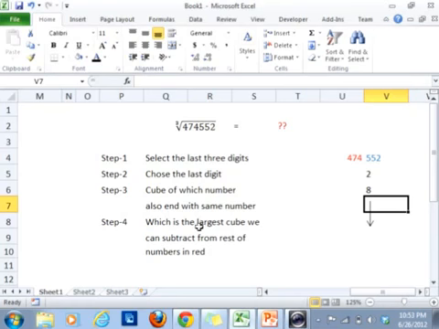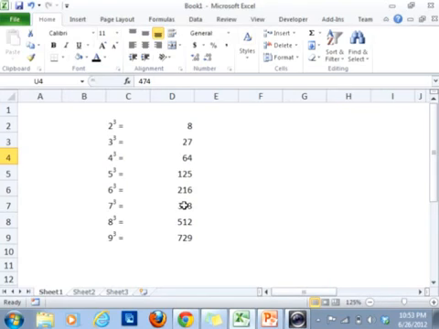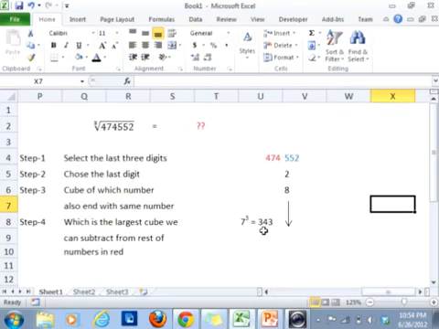And now, which is the largest cube we can subtract from the rest of the number in red? I have 474. If I go back to my table, the largest cube I can subtract from 474 is 343. We know that 7 cubed is 343 and 8 cubed will be larger than 474, so we can only select 7. So I write 7 here, and then we have 8. So 78 is your answer.